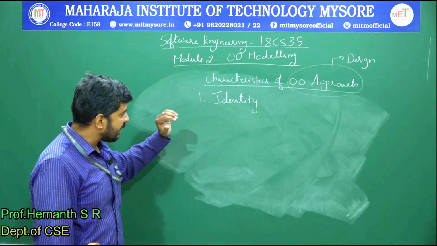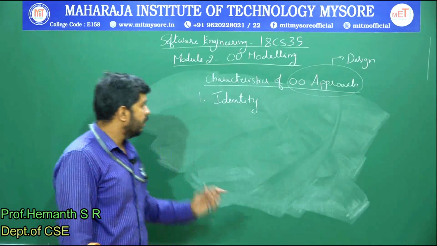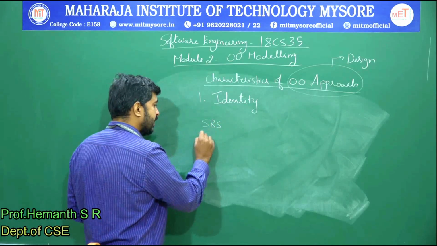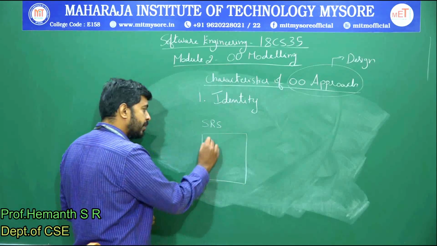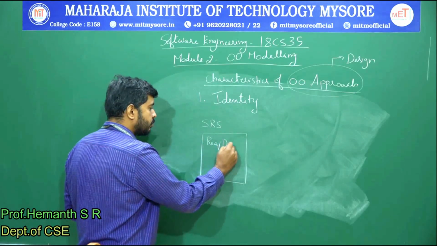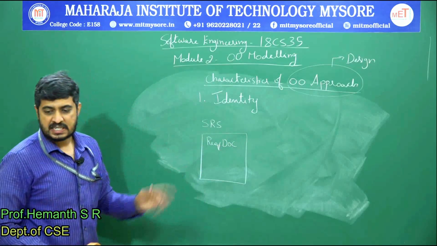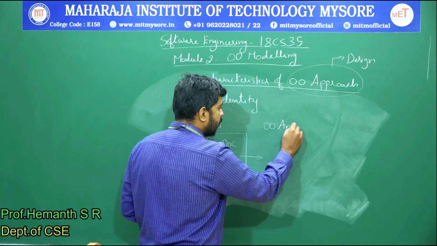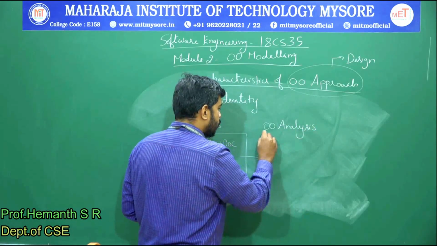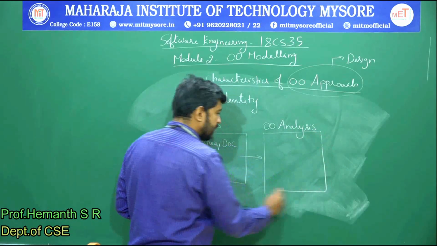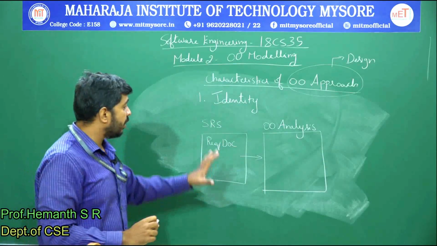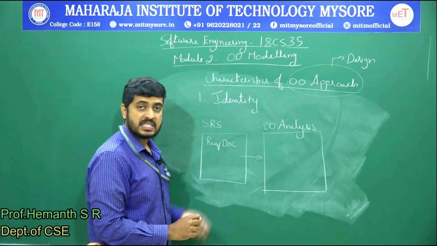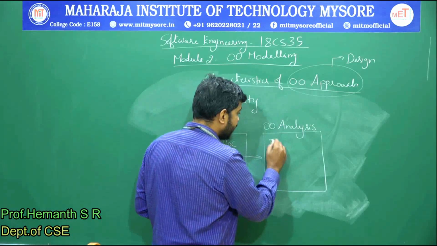Now, where exactly and how exactly is it done? As mentioned, we have the SRS, which is nothing but a requirement document. From this SRS, we do something called OO analysis. What is this OO analysis? OO analysis is identifying real world objects from the requirements document. So we have the requirement document in the form of the SRS, and we identify real world objects.